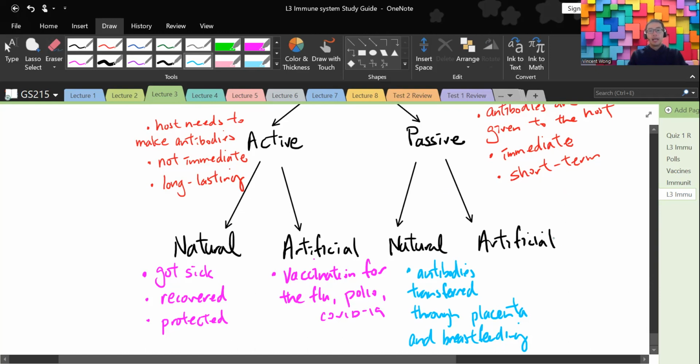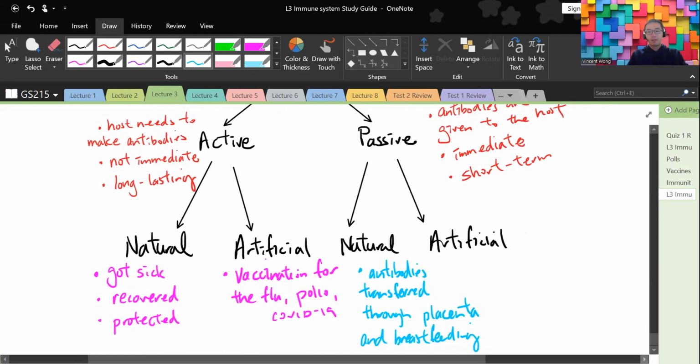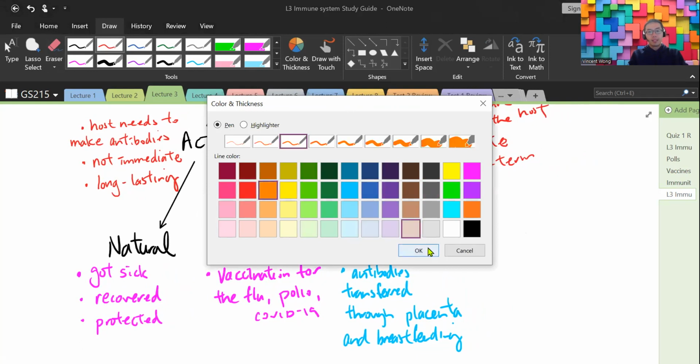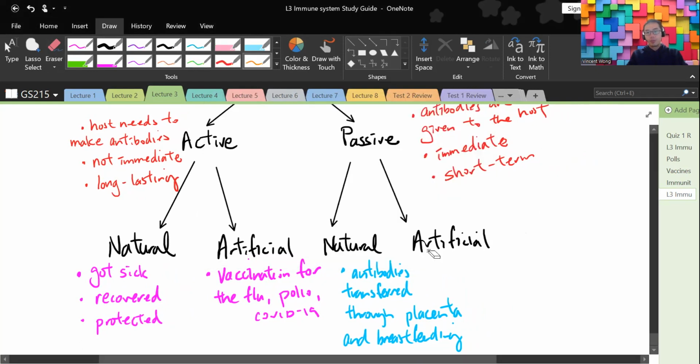Okay. And then the other form is artificial passive. So there are two types of artificial passive here, right? We can do the artificial passive for treatment, okay, for treatment or for prevention.